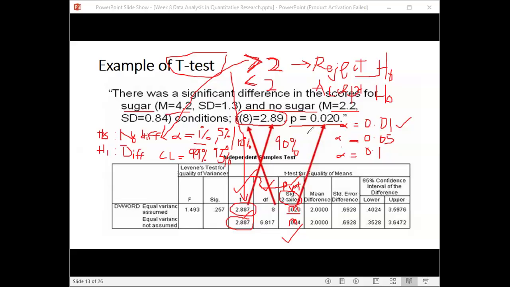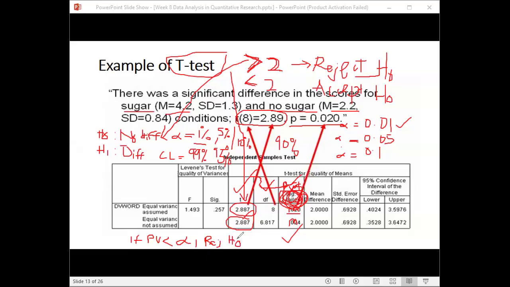Okay, so that is the rule. Anytime the values you see here are lower than the alpha levels we have put here, we reject the null hypothesis. So if the p-value is less than our alpha, the conclusion is to reject the H0.